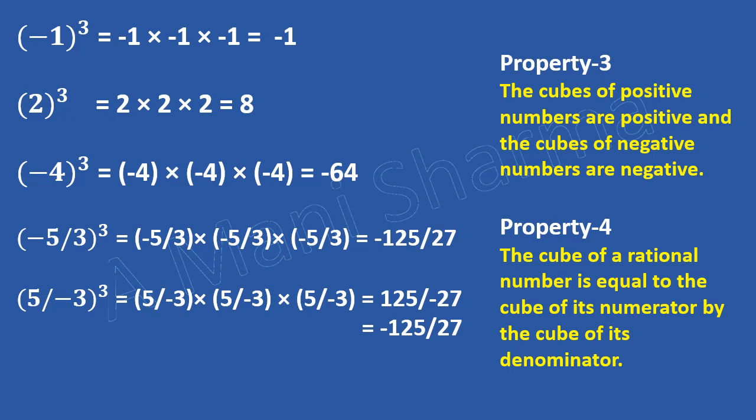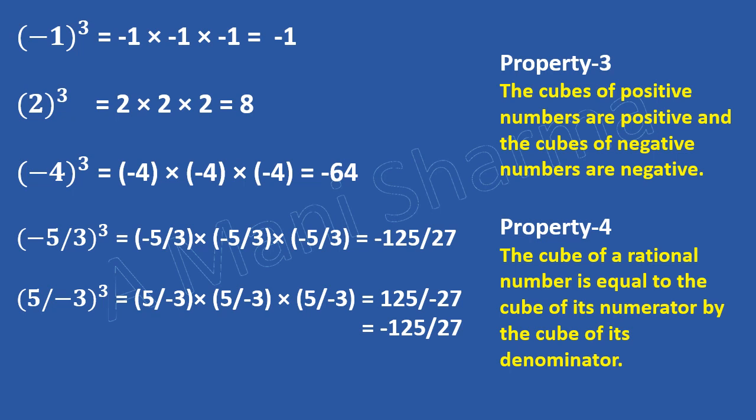That means when you are cubing a rational number, you will cube the numerator and cube the denominator to get the resultant rational number, which will be the cubic rational number. Now you can say, ma'am, what will happen if we have a negative number in the denominator? When you multiply the denominator, you will multiply the negation also along with the denominator. Suppose you get a number which is 5 by minus 3. Then what will be your answer? Your answer will be 5 into 5 into 5 by minus 3 into minus 3 into minus 3. So you will get 125 by minus 27.